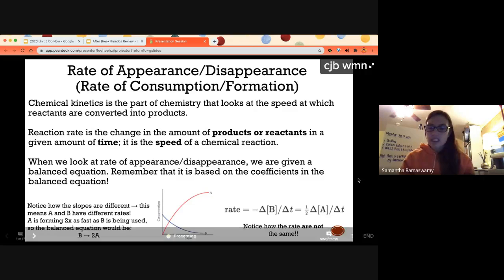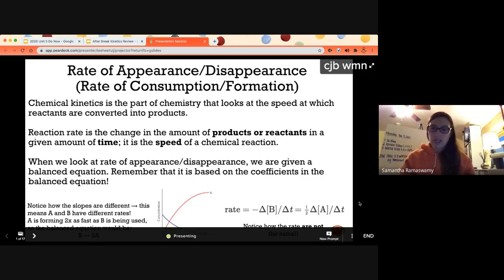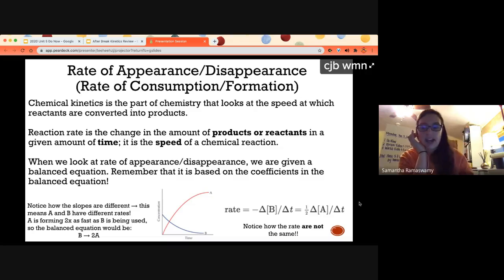Now, over on the right, you have rate equals negative change in B concentration over change in time equals 1/2. So that's another way to represent rates. We looked at that in the first video. So the biggest thing with that is notice how the rates are not the same. B has that negative to make sure that your rate value is always positive because B is disappearing. So the change will actually be negative. So there's that negative out front to make sure that rate is always positive. But B is disappearing at 1/2 the rate of A.